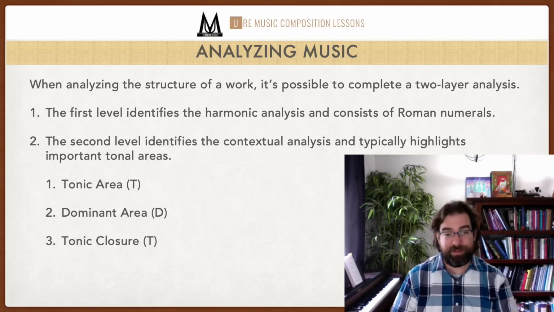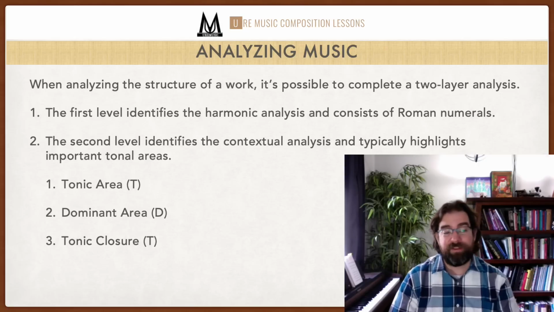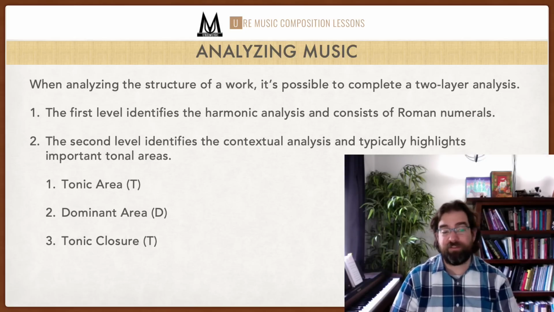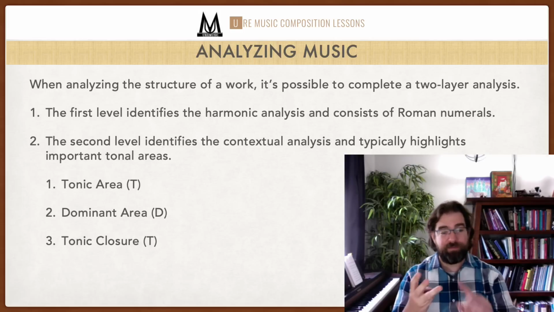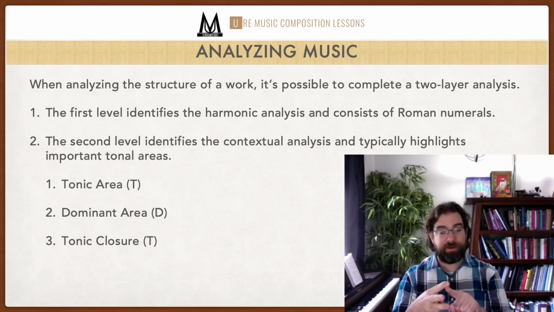The second level, we put underneath the Roman numerals. This is a much broader concept, and it identifies the contextual analysis and highlights important tonal areas. At this point, I'm only going to talk about 3 tonal areas. You've got the tonic area. That's how a piece starts. That's how a phrase starts. It always, in the classical romantic period, starts with a tonic area.